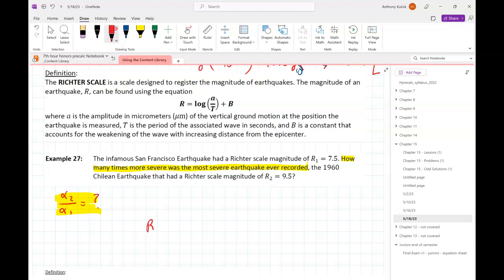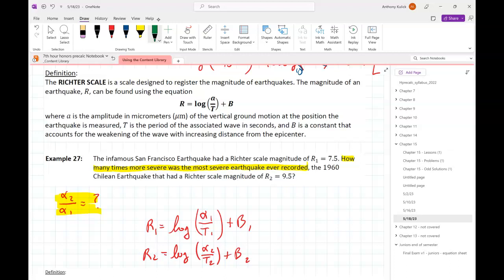And we're given two earthquakes. So really we have two sets of these, or two different equations, right? With two different sets of parameters. So I'm going to just add a subscript to each of the variables there to indicate whether it belongs to the first earthquake, the San Francisco earthquake, or the Chilean earthquake. All right. Now all we know is R1 and R2, correct? So somehow we're going to have to get rid of some of this other stuff.